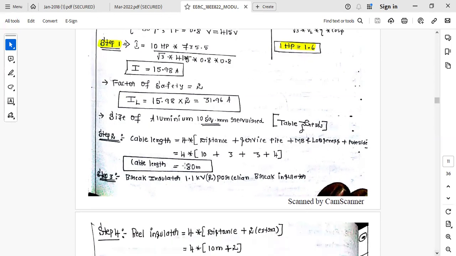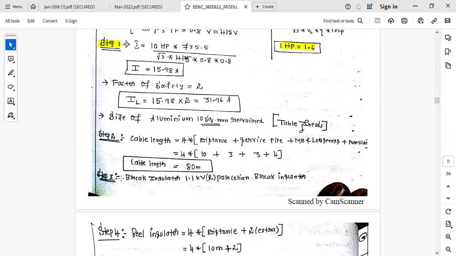Okay. Next one, step number 2. We need to find out the length of the conductor or the length of the aluminum cable. Length of the cable is equal to 4, and 4 means what? Three phases RYB, plus neutral. Total 4 wires into distance plus service pipe plus meter board and looseness plus pole side. Distance is 10 meter. Service pipe only 3 meters. 3 meters for meter board and looseness plus pole side only 4 meters. Okay. We need to sum all these parameters into 4 wires. So the total cable length is 80 meters.